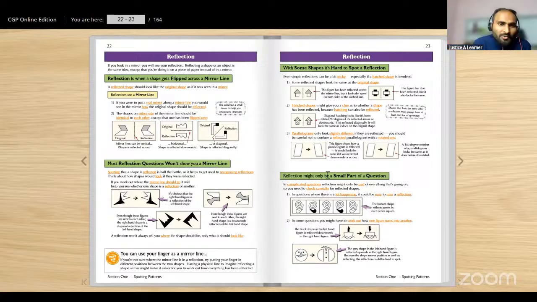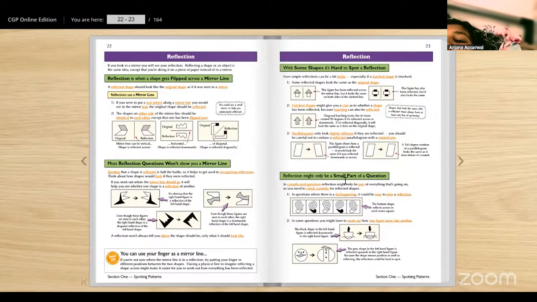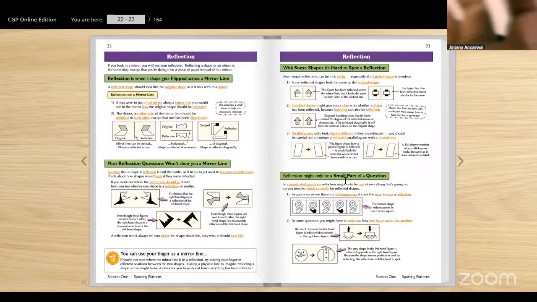That was your question, right? So spotting that a shape is reflected is half the battle, so it helps you get used to recognizing reflections. Think about how shapes would look if they were reflected. If you work out where the mirror line should go, it will help you see whether one shape is a reflection of another. So I'll give you something first before I read these three parts.